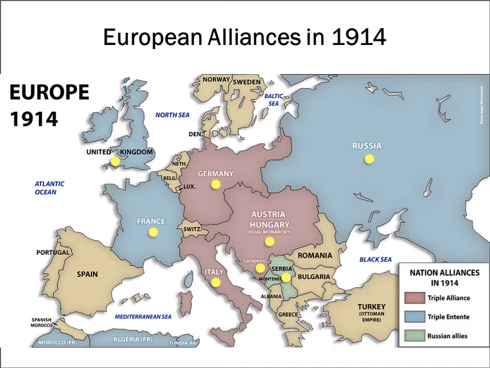Okay, so at this point we know that Germany and Austria-Hungary, they're allies, and they're allies with Italy, but Italy's kind of weak, and nobody really figures that Italy is going to help out or be there if there's ever a war.